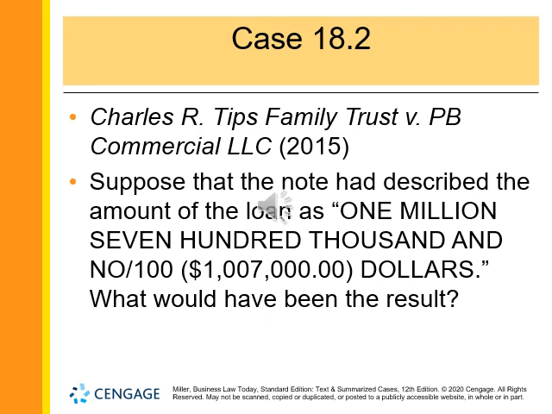Here we have, suppose that the note had described the amount of the loan as $1,700,000 and no hundredths, and then shown the numbers $1,007,000. They asked what would be the result. Well, this Texas court, if it's being consistent, would have held that they were liable for the entire $1,700,000 because that's the amount that was written in words. And the amount that is actually written in numerals would be $673,000 less.